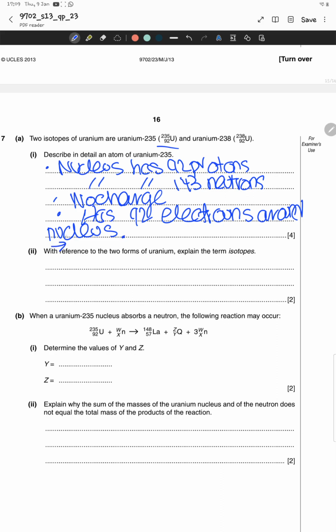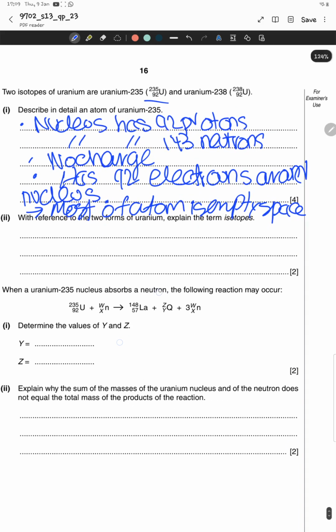Considering they're asking about the atom as a whole, you could also write something a bit general, like most of the atom is empty space. But this is like an extra point. These are the main ones that are specific to the atom itself.